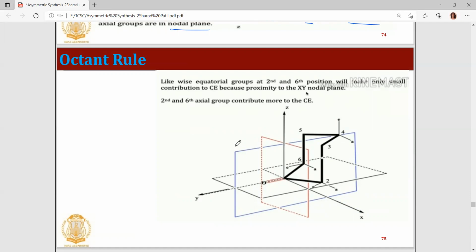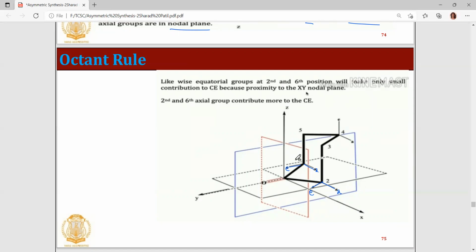Specifically, you can see this is the, where it is, yes. So this is carbon number 2, and this is axial. This is equatorial. Okay. Axial and equatorial. What about carbon number 6? This is axial, and this is again equatorial.